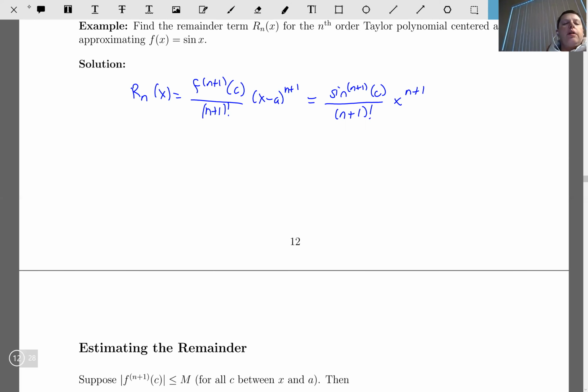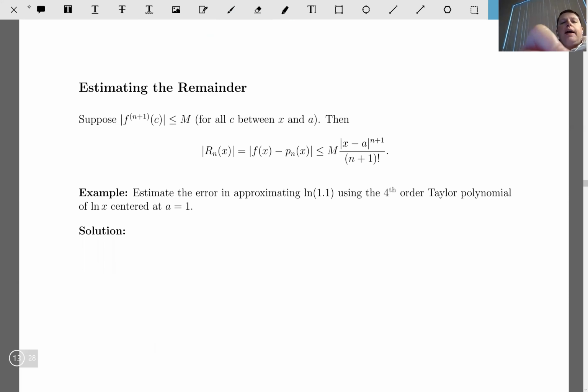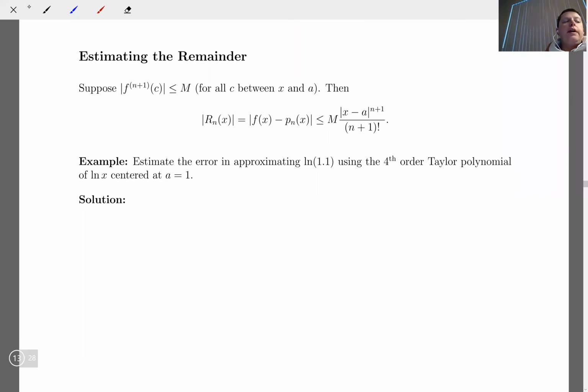And so the n plus first derivative of sine at c is going to be plus or minus cosine c or plus or minus sine c, depending on n. We know that. All right, but how do I estimate the remainder? Because usually I don't really care exactly what the remainder is. What I most care about is figuring out what's the worst the error is going to be.